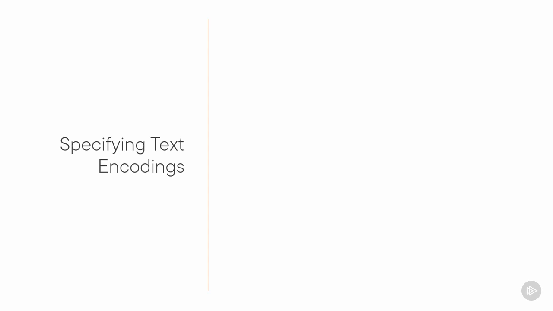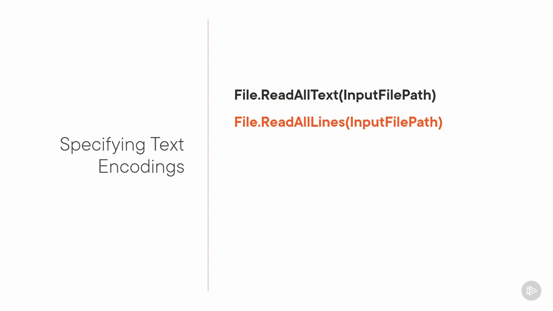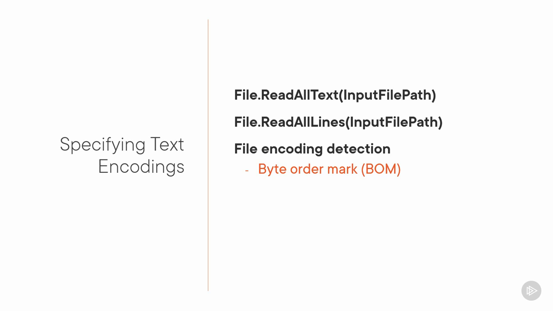When we're working with text files, we can make use of different encodings. So we just saw how to use the File.ReadAllText method and the File.ReadAllLines method, where we use an overload that simply specifies the input file path. When we use these methods, .NET attempts to detect the file encoding. It does this by looking for byte order marks in files to determine the type of encoding being used in the input file. If .NET can't determine the input file encoding, it will use UTF-8 as a fallback.